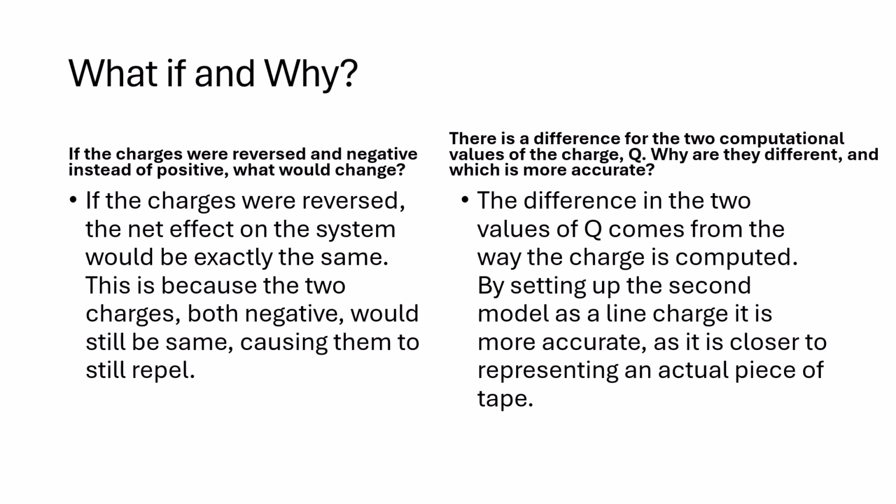For the second question, we're asked, there's a difference for the two computational values of the charge, Q. Why are they different, and which is more accurate? The difference in the two values of Q comes from the way the charge is computed. By setting up the second model as a line charge, it is more accurate as it is closer to representing an actual piece of tape. It still is not extremely accurate, as a piece of tape would be closer to a rectangle charge rather than just a line.